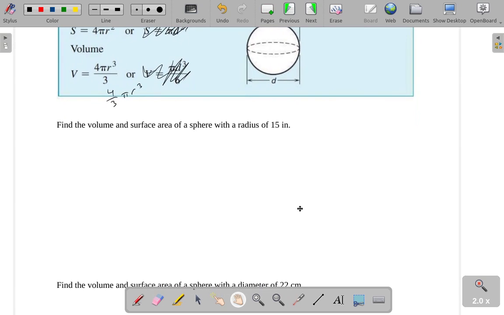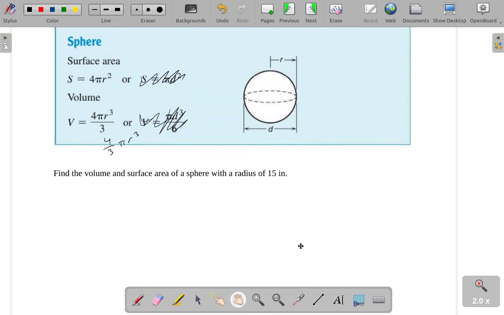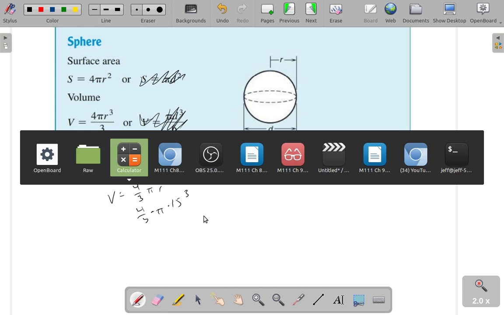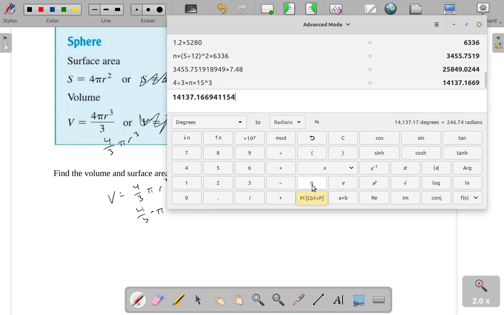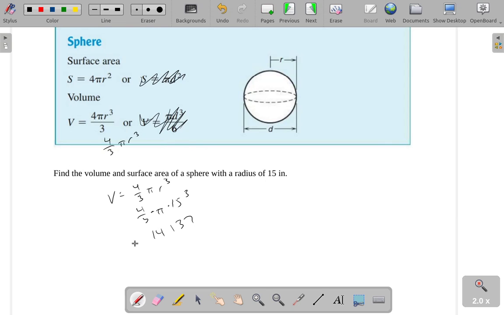If we want to find the volume and the surface area of a sphere with a radius of 15 inches, the volume is going to be 4/3 pi r cubed. We know the radius is 15 inches, so 4/3 times pi times 15 cubed. That's something I can just plug into my calculator. 4 divided by 3 times pi times 15 cubed gives me 14,137. It doesn't say where to round to, but this will be 14,137 cubic inches.